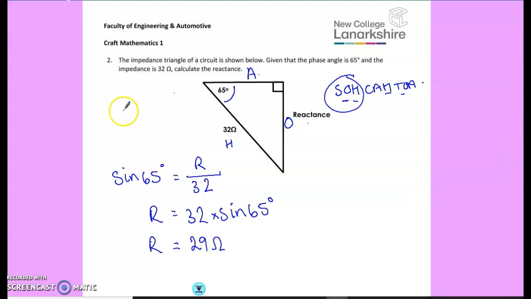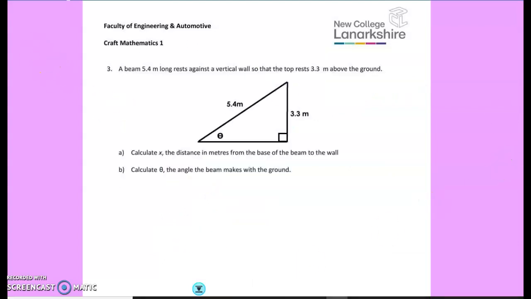Okay, number 3. A beam 5.4 metres long rests against a vertical wall, so the top is 3.3 metres above the ground. Calculate x, the distance in metres from the base of the beam to the wall. That's the length of this line here. Part A, I'm finding a length. I know two other lengths, so I'm using Pythagoras.